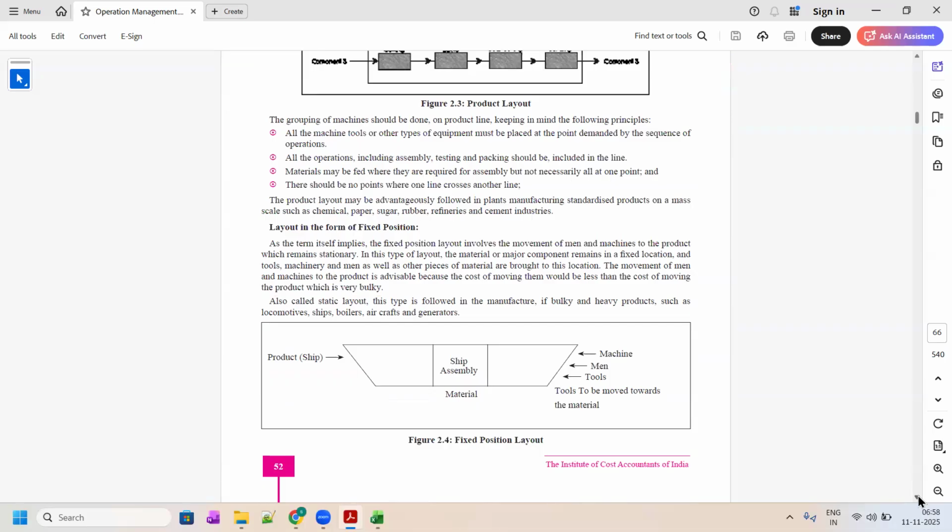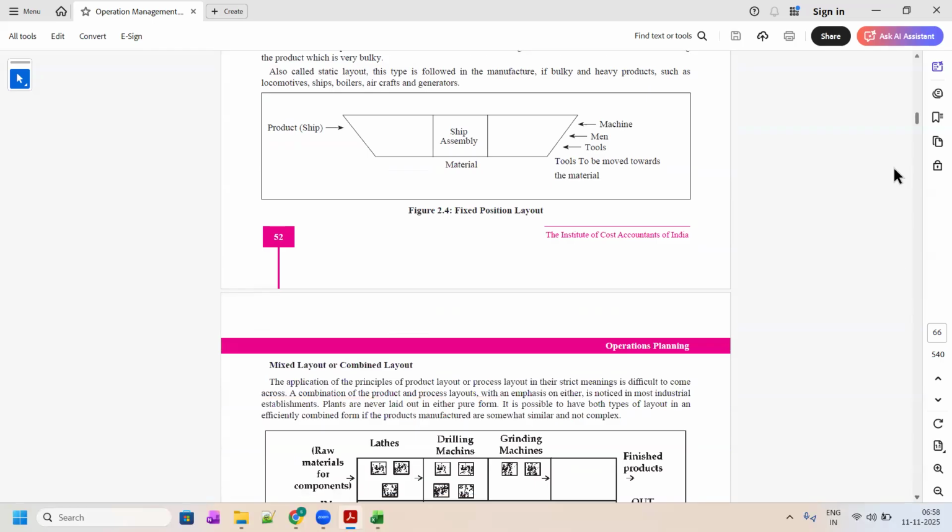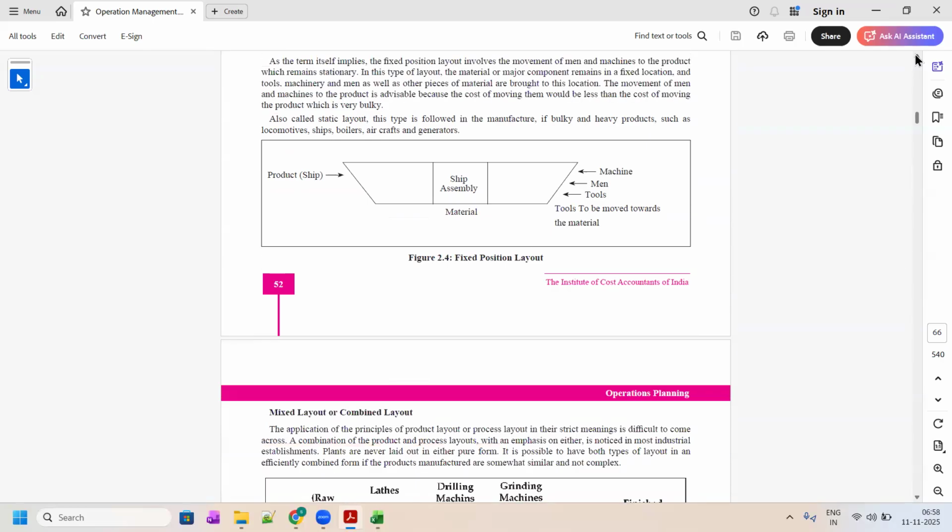Then talking about fixed position layout. In the case of the fixed position layout, it is used when the product stays in one place and workers, machines, and material come to it. It is used when the product is very large or difficult to move. Simple, by the name we are understanding. Here you can see an example, the ship assembly plant. The advantage could be less movement of the main product, suitable for big projects. The disadvantage is that it can require good planning and space can get crowded.